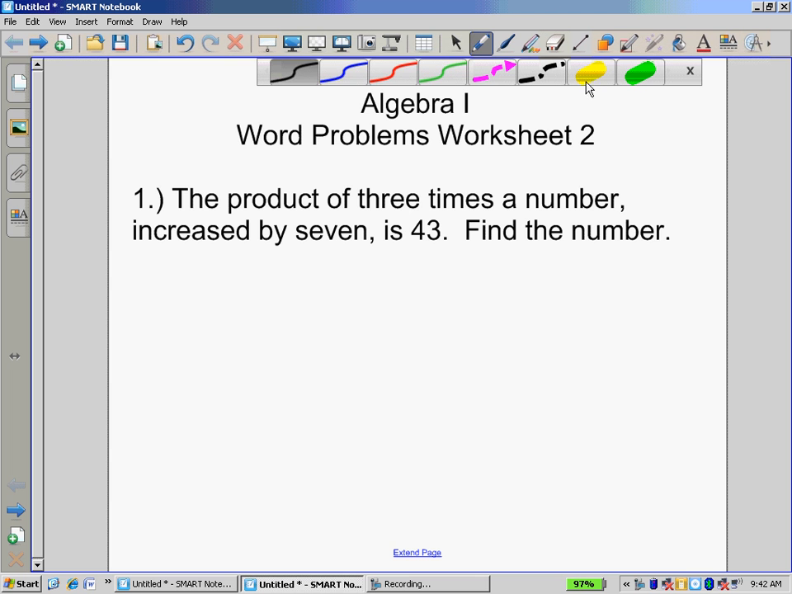Now, I'm going to start with the most important part of any word problem, which is the question. It's absolutely important that you make sure, number 1, that you're answering the question when you're done, and 2, that you're phrasing it in that way. So find the number. We want to try to find this number. We're going to do it in 5 steps.